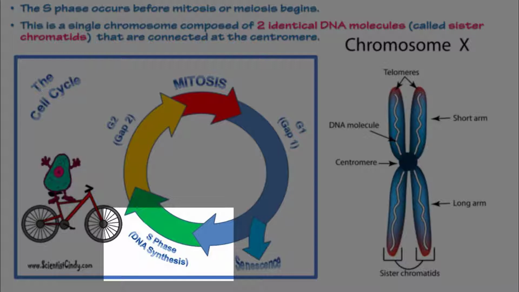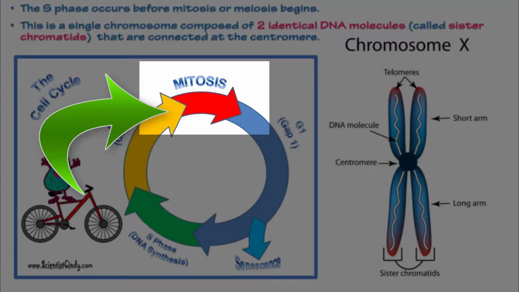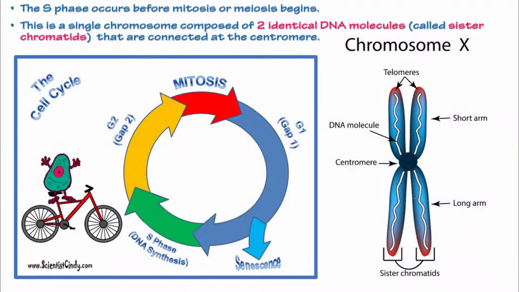The S phase occurs before mitosis or meiosis begins. This is a single chromosome that has two identical DNA molecules called sister chromatids. These sister chromatids are connected at the centromere.